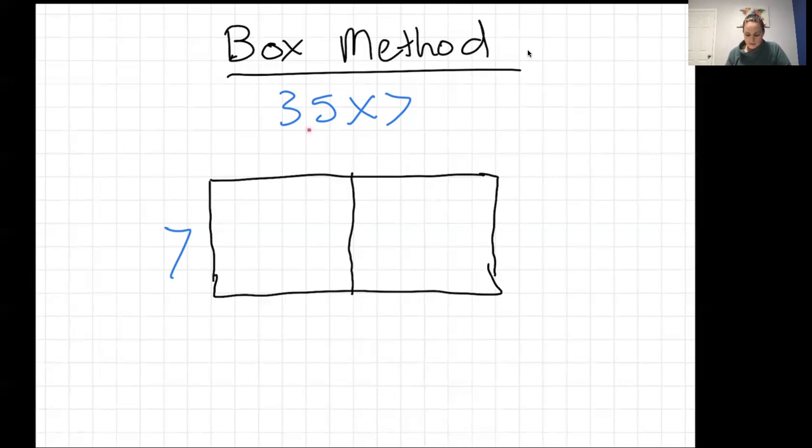So I'm going to pull my 35 apart into 2 pieces. And I like to pull these apart into 10s and 1s. It usually makes it a little bit simpler to multiply. I'm pretty good with my 10s. So I'm going to pull the 35 into 30 and 5.